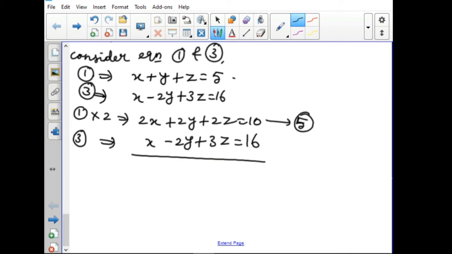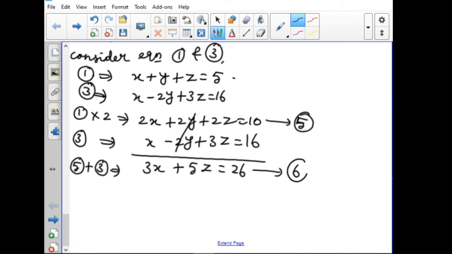So we have to add equation 5 plus 3. We are getting 2x plus x is 3x, plus 2y minus 2y will be giving 0, so we have to cancel. Next we have to add: 2 plus 3 is 5z equal to 10 plus 16 is 26. This is equation number 6.